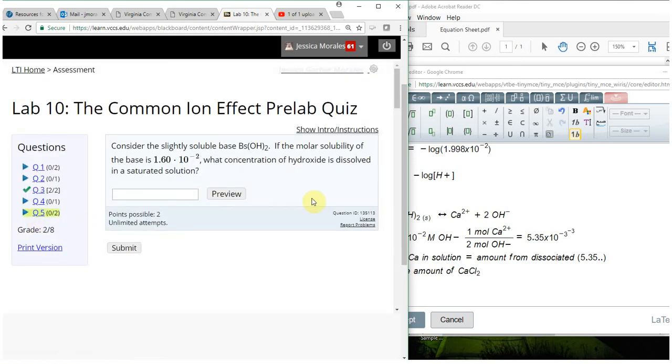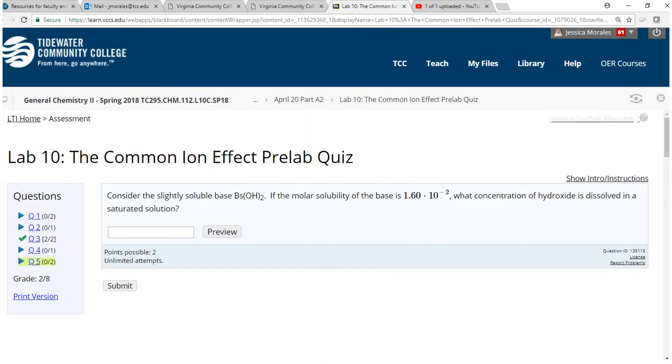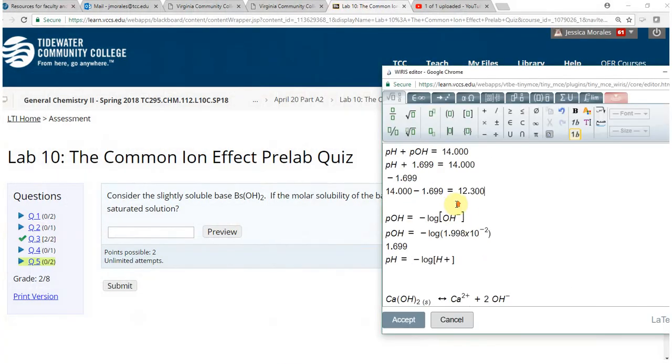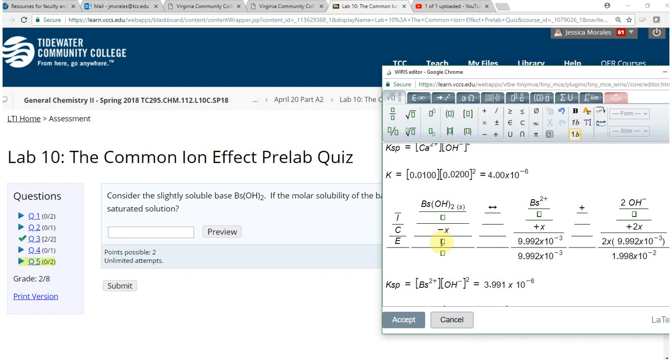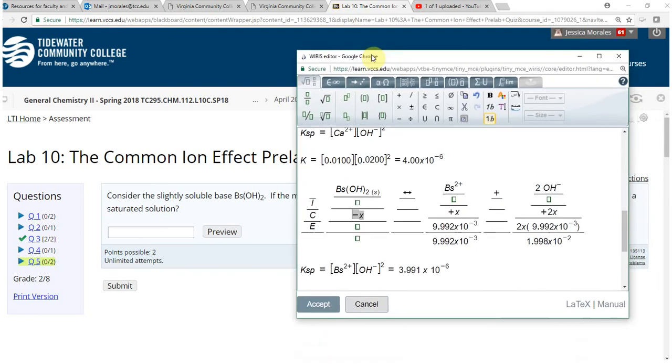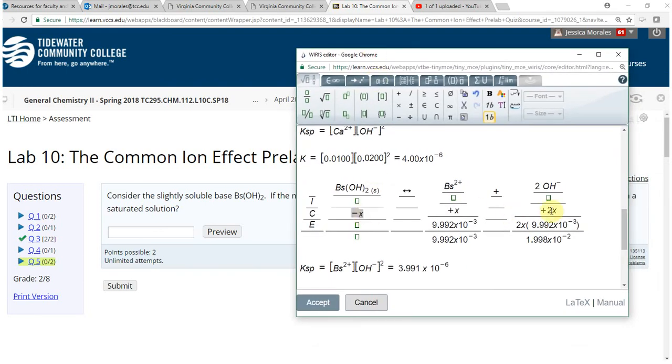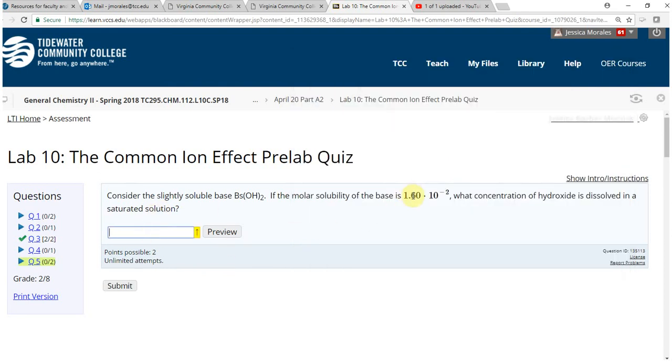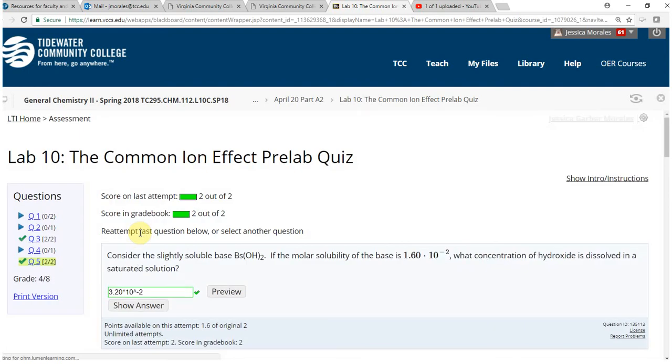Last one that I wanted to talk about was this one. Here we've got a slightly soluble base. Molar solubility is this: what concentration is dissolved? Now guys, don't overthink this. It gives us the molar solubility, meaning it gives you how much will dissolve. What concentration of hydroxide? It's a 1:2 ratio, so you just multiply by 2. So this is 1.60, multiply by 2, 3.20 times 10 to the negative 2.